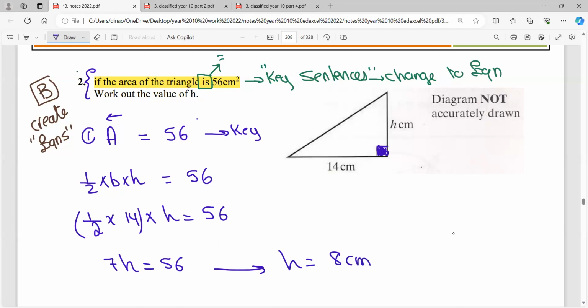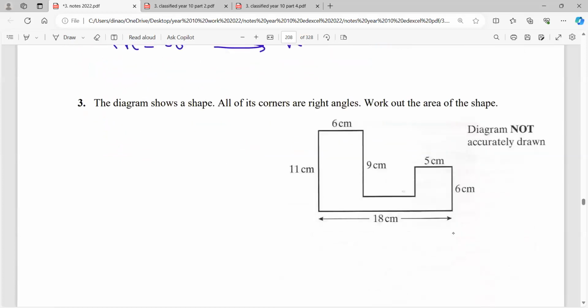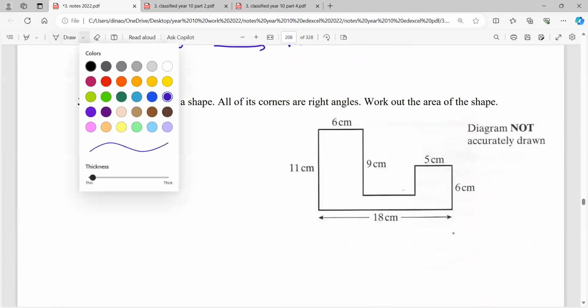centimeters. So for me, this is an interesting question. Okay, so for the numerical part, we did the basic, we did the creating equations. Now, as you can see, we're going to move on to another type of questions, which is the composite shapes.